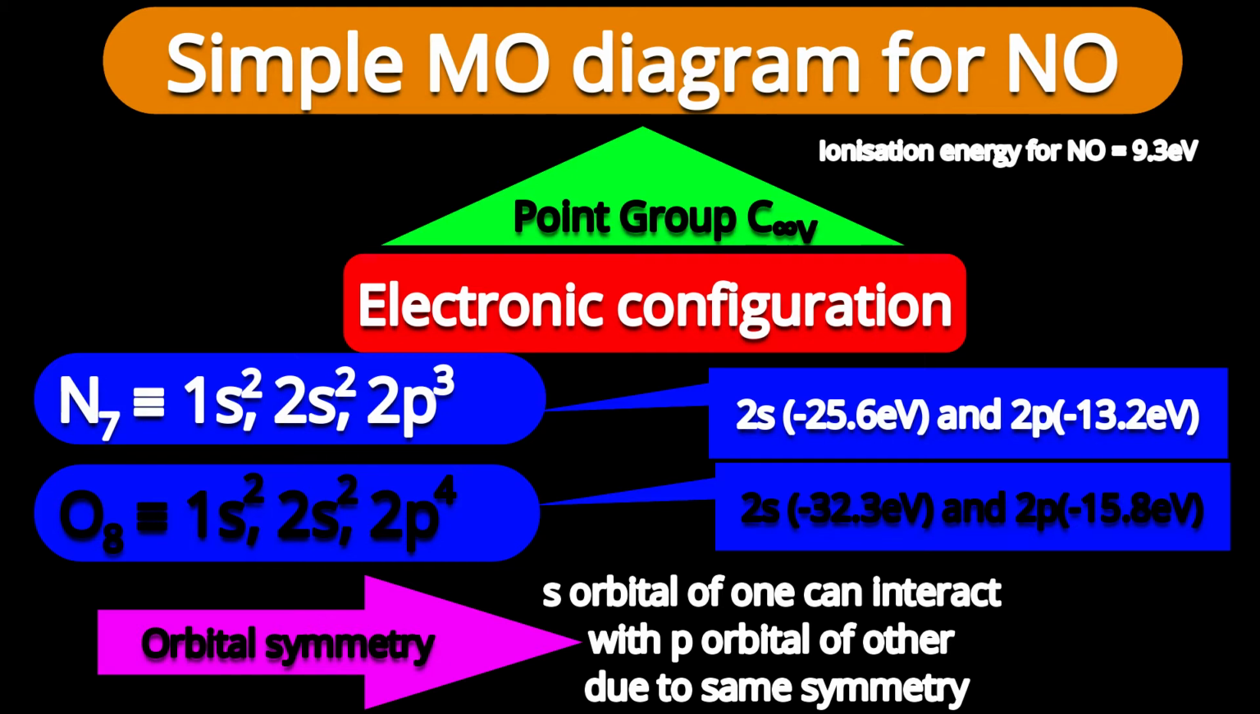Lowest possible energy here is of oxygen 2s orbital, minus 32.3 electron volt, and highest energy is of nitrogen 2p orbital, minus 13.2 electron volt. From an energetic point of view, direct combination between the 2s orbital of oxygen and the 2p orbital of nitrogen may not be possible, but via media, via the 2s orbital of nitrogen, to the 2p orbital of oxygen, to the 2p orbital of nitrogen, the sp mixing is possible.